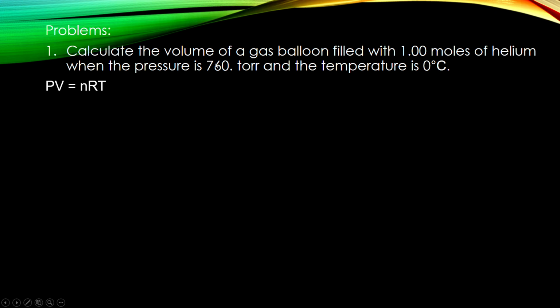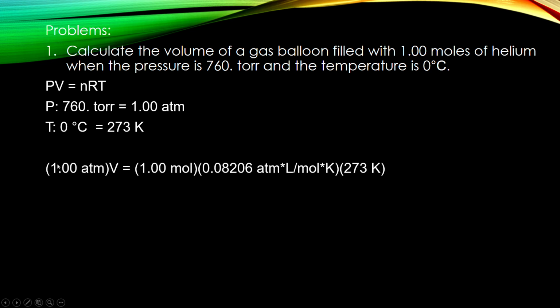First of all, my pressure is in torr. That's not going to work with R, so I have to change it. 760 torr is 1 atmosphere. The second thing I need to change is my temperature. My temperature is in degrees Celsius, and that won't work either. So 0 degrees Celsius is 273 K. Once I have that, I can plug things in.